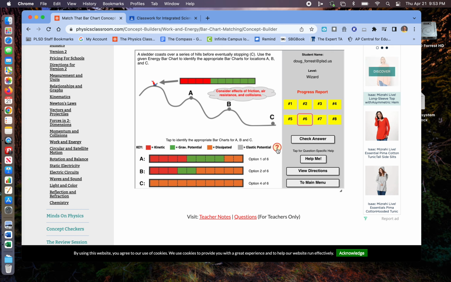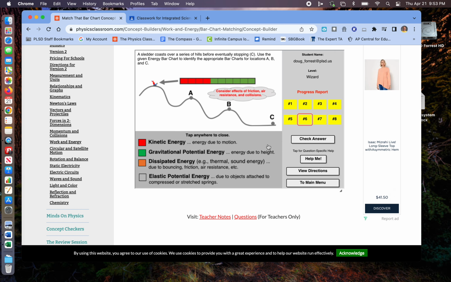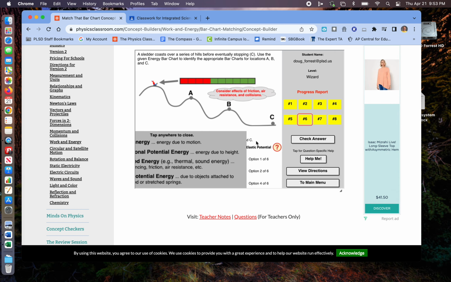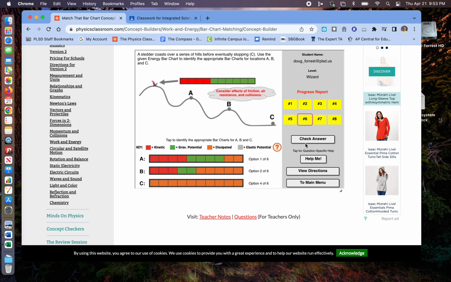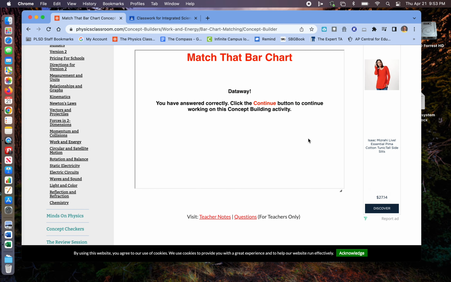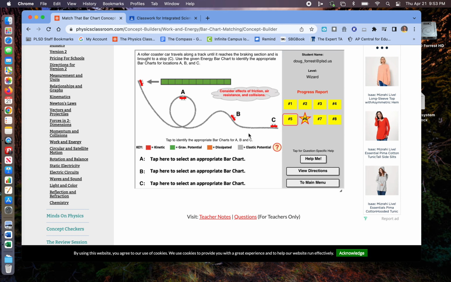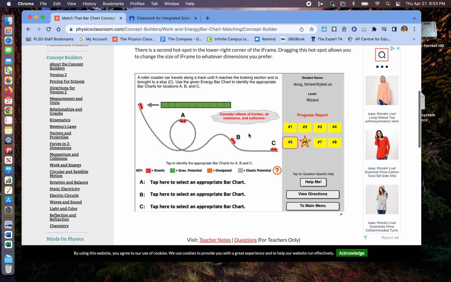If you have questions about which things are, you click that question mark. If you want help or to view directions, you can do that also. So I'm going to check those directions and that's correct. So that level is definitely more challenging, but it also shows your understanding quite a bit better.